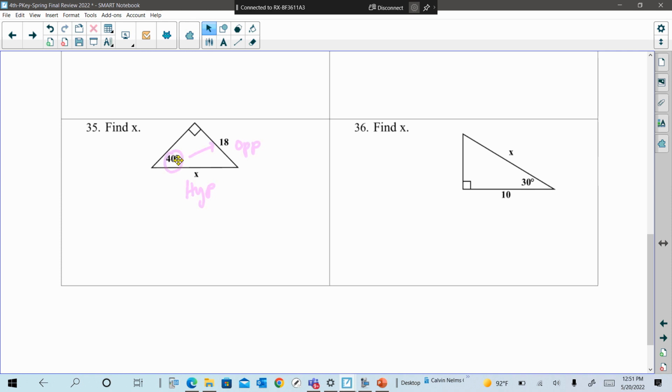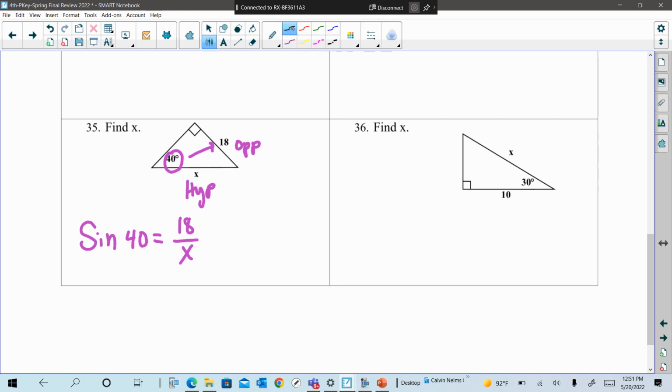Is it the opposite? Yeah, so you should be circling the 40, labeling the 18 as the opposite, and the X is the hypotenuse, not adjacent. So you should be doing sine of 40 equals 18 over X. If you forgot, when we do these trig ratios, we can create a proportion. So you can put it over 1, cross multiply, and you solve for X.